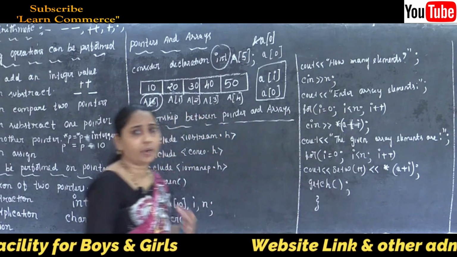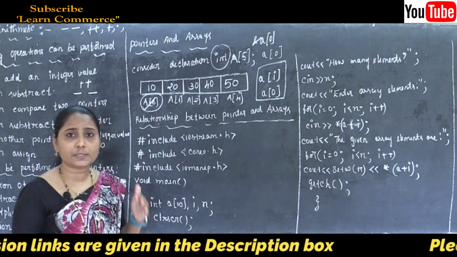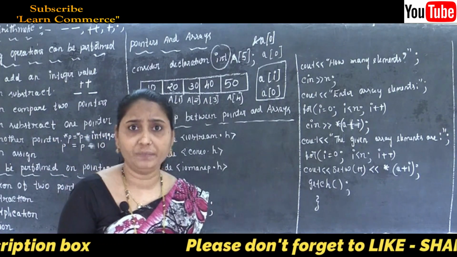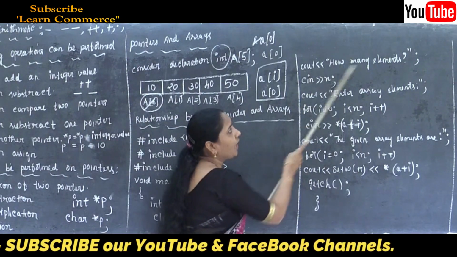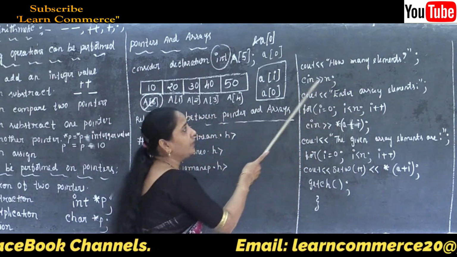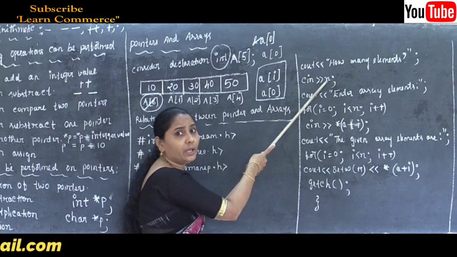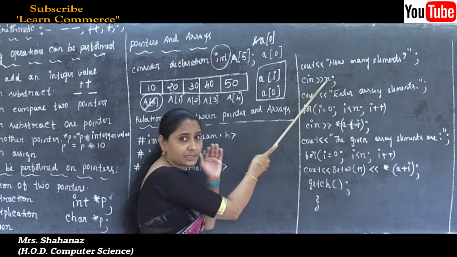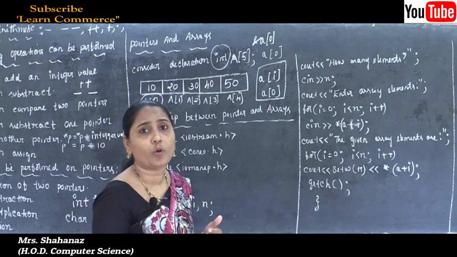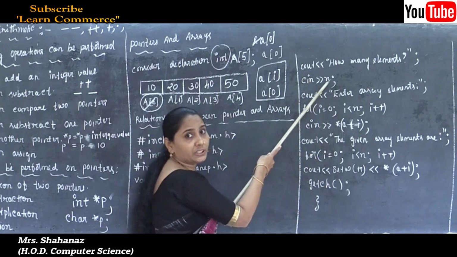Because it is the array concept. It is going to display the values here, and in this program we are going to show the relationship between arrays and pointers. The first message is "How many elements?" So cin means console input, which is going to accept the value depending on how many elements you want to access or declare in this program.